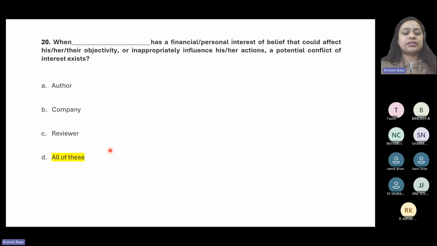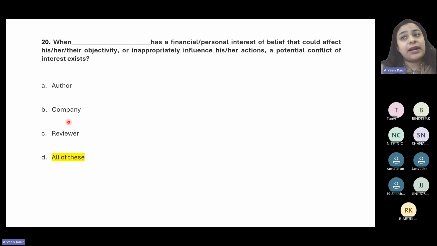So that is generally for any of these, whether it is for the reviewer of the paper or the company or the author, right? It can be for either of them, the conflict of interest, right? Because a company might be funding a particular author for a particular kind of drug that they are going to commercialize, right? So it is a conflict of interest both for the company and the author, right?